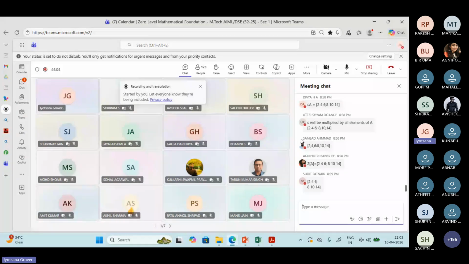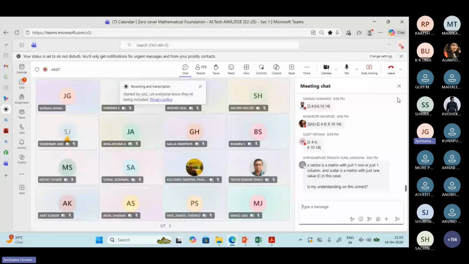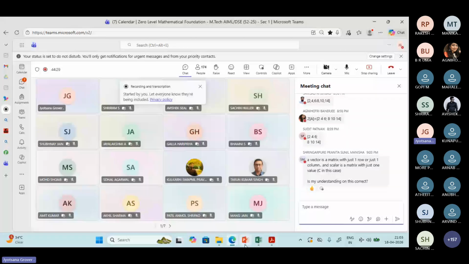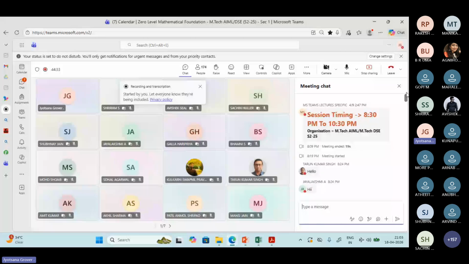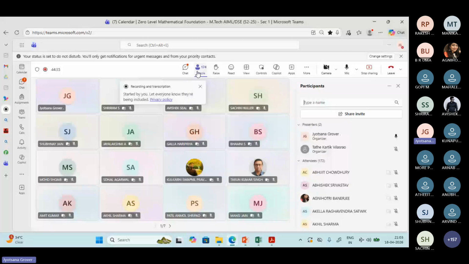Okay, you people are already doing this. That's good. Yes, a vector is a matrix with either one row or just one column. That's correct. And scalar is a matrix. Scalar is, don't call it a matrix. It's just a real number, okay? Or you can say it's a special matrix with one row and one column, that's it, with one value. Okay. Got it. I hope my co-instructor is also there who will see the chats. Karthik, are you okay? Thank you, Karthik.